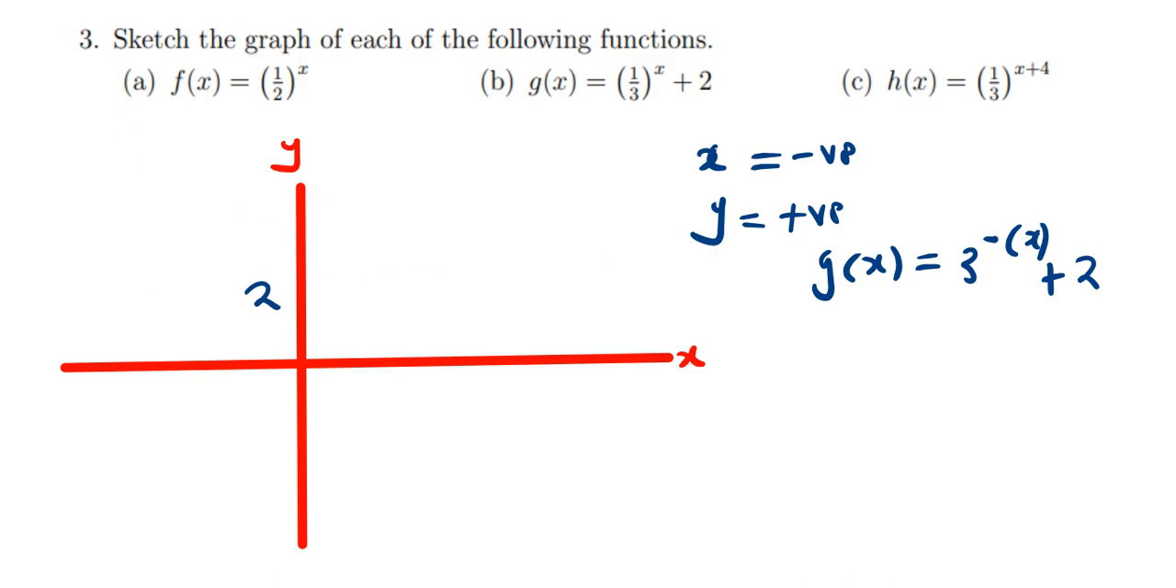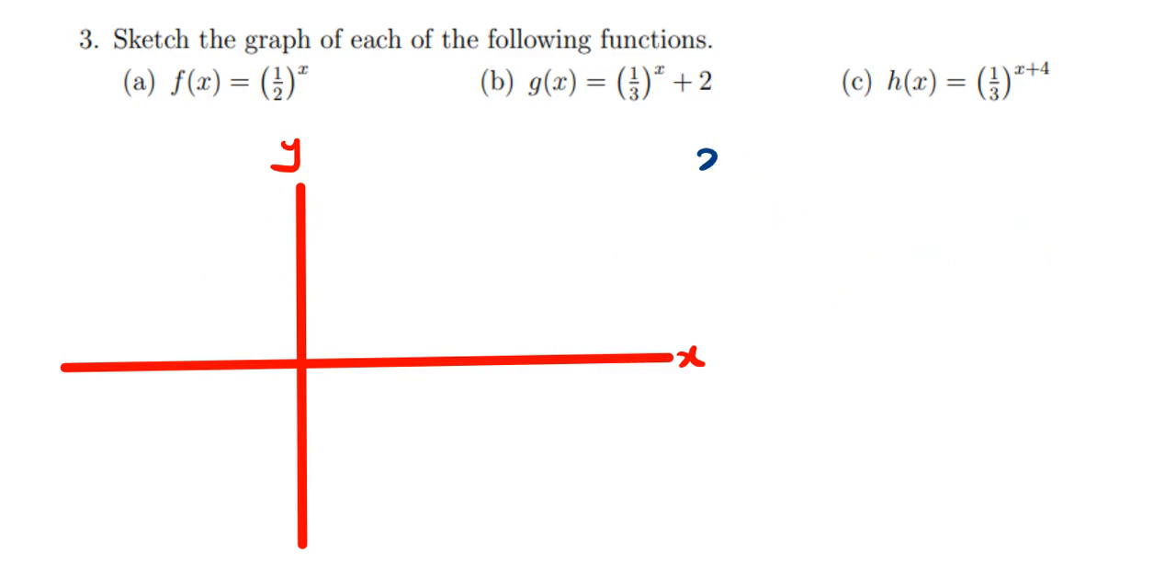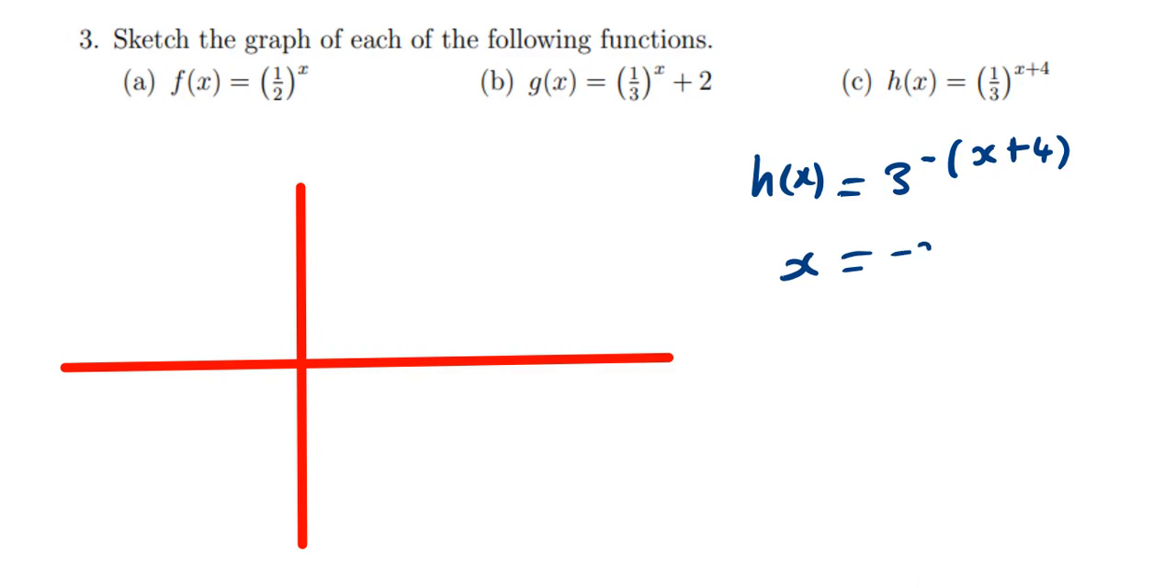What about C? Now C, we're told h of x is equal to 1 over 3, which is just the same as 3 to the power negative 1, multiplied by x plus 4, like that. So how are we going to solve this one? Now you're able to see that the value of x itself is negative, but the value of the whole function is positive. Do we have a shift?